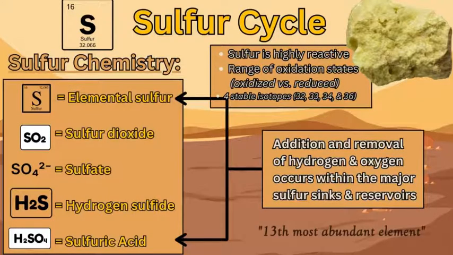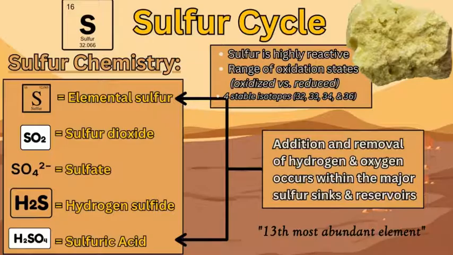The element sulfur has a mass of 32 and it has 16 electrons and 16 protons, and it has 23 different isotopes, and it has 4 stable isotopes, being 32, 33, 34, and 36. But the main one we're looking at is the sulfur 32, or 16, the one we get on the periodic table. And this element is highly reactive.